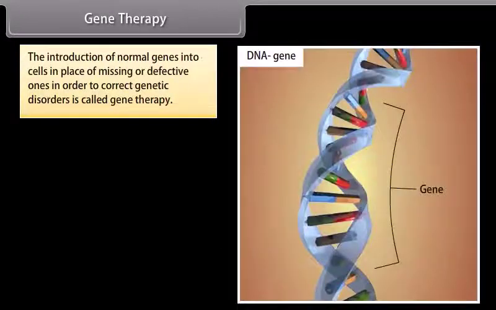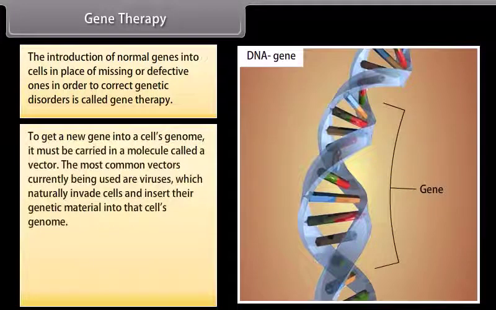Gene therapy. The introduction of normal genes into cells in place of missing or defective ones in order to correct genetic disorders is called gene therapy. To get a new gene into a cell's genome, it must be carried in a molecule called a vector. The most common vectors currently being used are viruses, which naturally invade cells and insert their genetic material into that cell's genome.